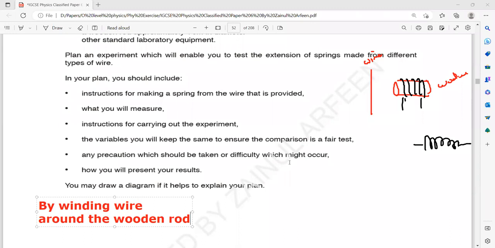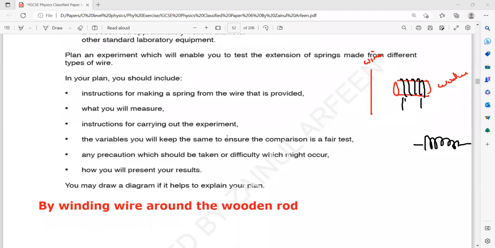That's the first thing. Then what we will measure, because we are investigating how the extension is affected by the type of the wire or type of the spring. We'll measure the length of the unloaded spring, then we will measure the length of the loaded spring, and calculate the extension, meaning how much the length has increased, by taking the difference.